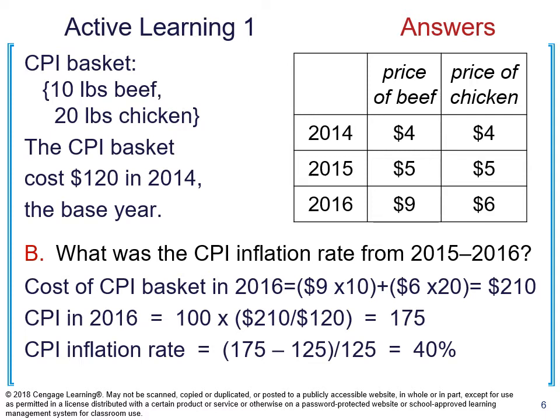Okay, I'm sorry, I apologize. So these are the numbers that we just calculated. So the inflation rate is 40% and the CPI was 175 and the basket cost is 110.